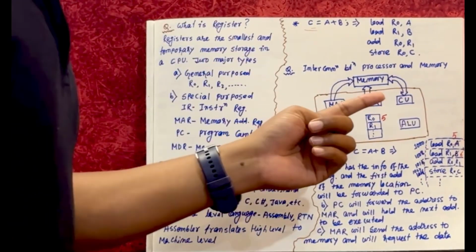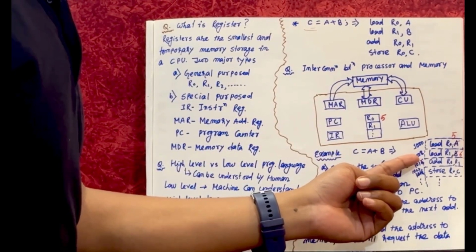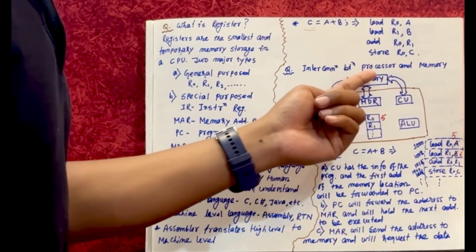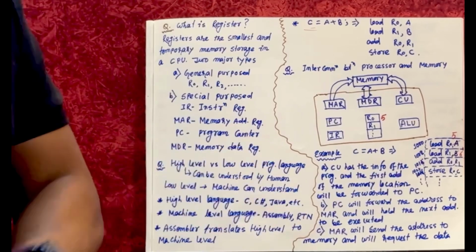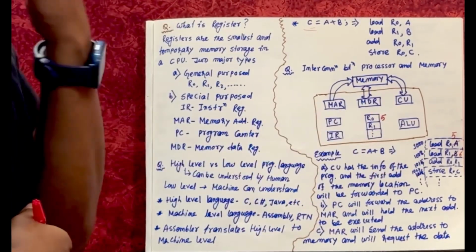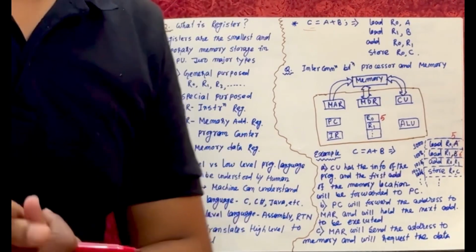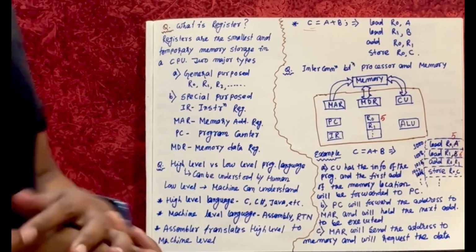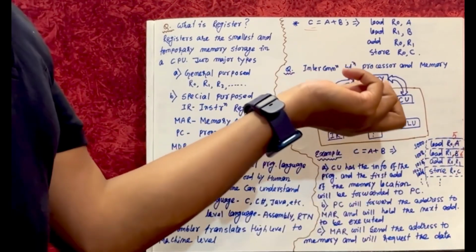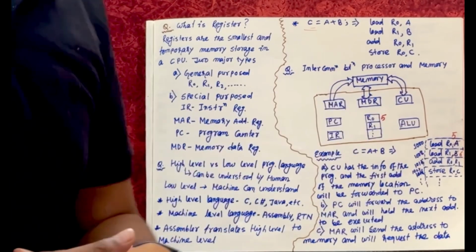Fine. In the meantime, PC will send the next address, 1008, to MAR. Now MAR will send this address to memory, saying, I have the next address with me, please send the data to MDR. What is the next address? 1008. Memory will say, okay, I got the location, and I have something in 1008. What is inside the 1008 location? Load R1, 6. So memory will send this instruction, Load R1, 6, to MDR.